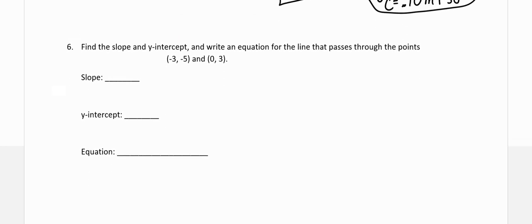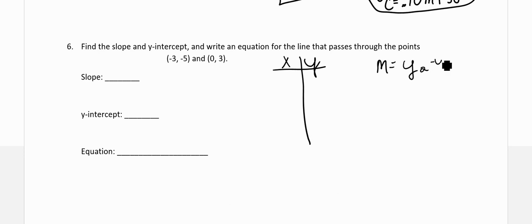Number 6, find the slope and y-intercept and write an equation for the line that passes through the points. Okay, so I'm going to write my points in a table version, even though I could go ahead and use my slope formula. I could use m equals y2 minus y1 over x2 minus x1. But I like to put mine in a table. So I'm going to have -3, -5, and 0 and 3.